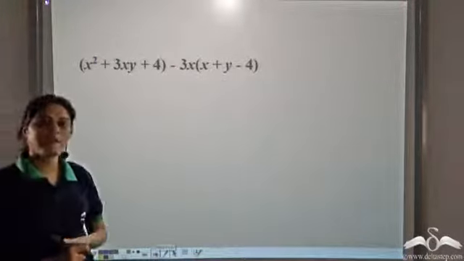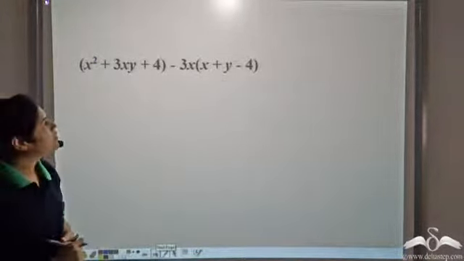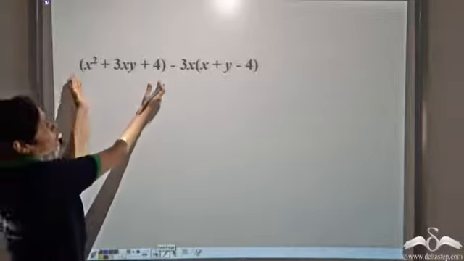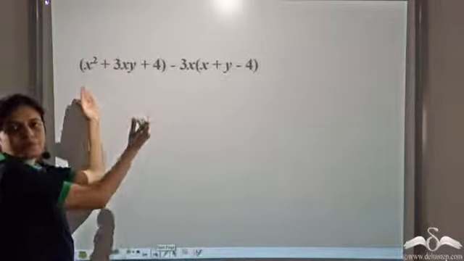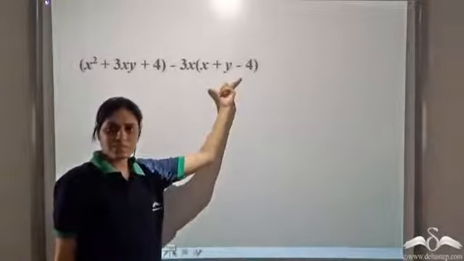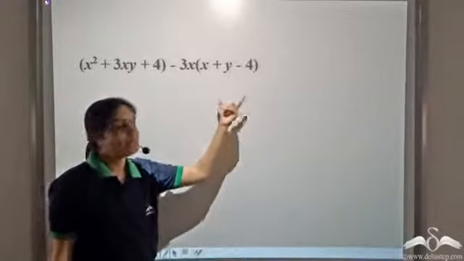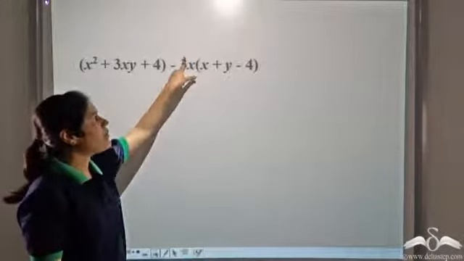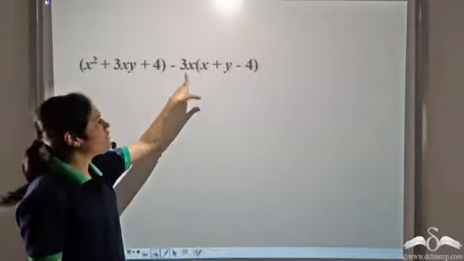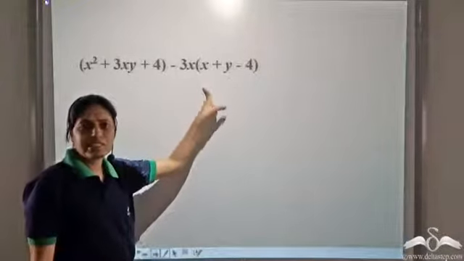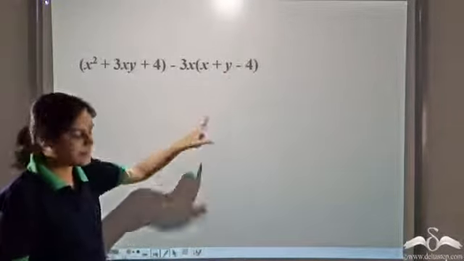Now try and simplify this expression. Well, do you see any like terms in this part? No. What about this part? We do not see any like terms in this part as well. But we have a multiplication here. So we can multiply it and see if we get any like terms.